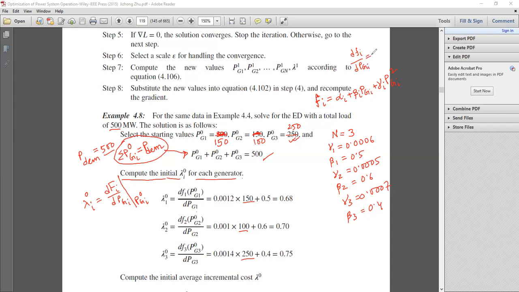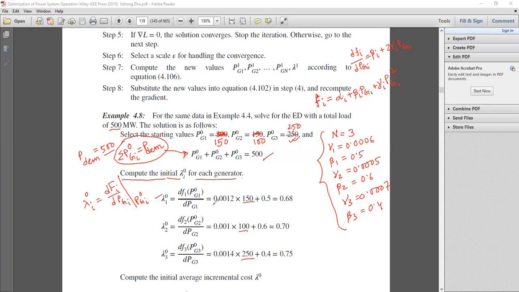Quickly. dfi over dpgi, what would be the outcome? Beta i plus 2 gamma i PGi. Excellent. So beta i plus 2 gamma i pgi. So that's why you see I didn't actually take note of alpha, because we don't need it for the time being. I only took note of gamma and beta for all three units. So dfi over dpgi would be simply beta i plus 2 gamma i pgi.